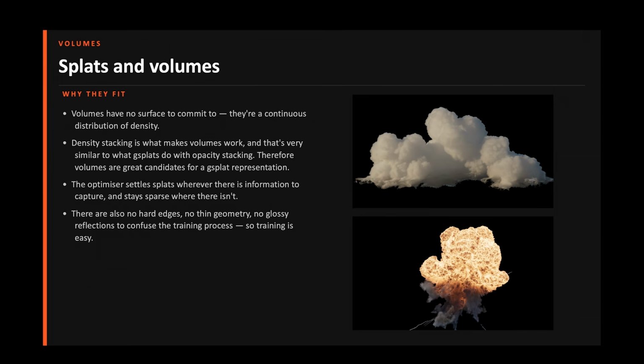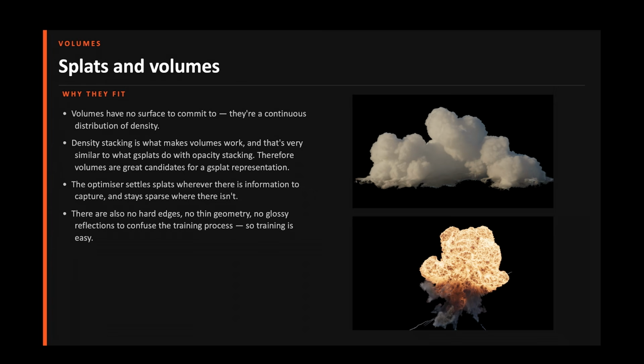And something very similar is happening with G-splats. You have these ellipsoids that are stacked in depth, and they have opacity instead of density, but the mechanics are the same. You're stacking multiple elements together and creating the image. Therefore, volumes are really great candidates for G-splat representation.